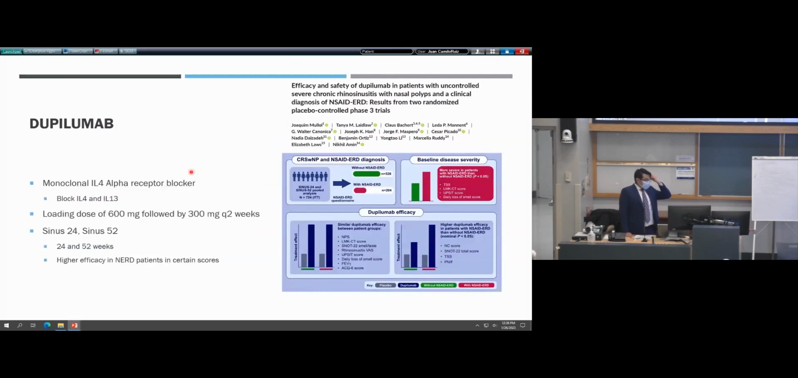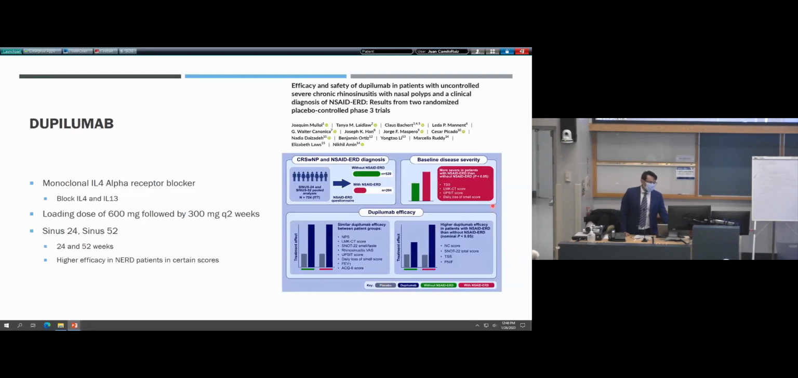So dupilumab, as I said, blocks IL-4 and IL-13. The main studies are the Sinus 24 and Sinus 52 for nasal polyposis, and I have a graphical abstract here of a sub-analysis. Unfortunately, there are no phase 3 trials for just NERD patients, and all of the data comes from the sinusitis papers in terms of subgroup analysis. But in this paper, they took about 700 patients from Sinus 24 and Sinus 52, which are 24 and 52-week studies, and then subdivided them into NERD and non-NERD sinusitis.